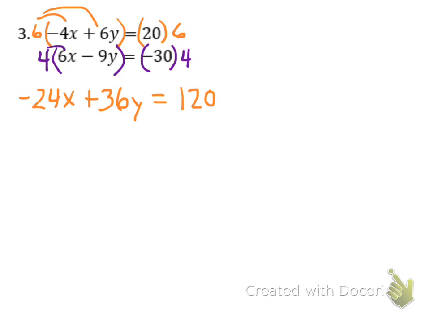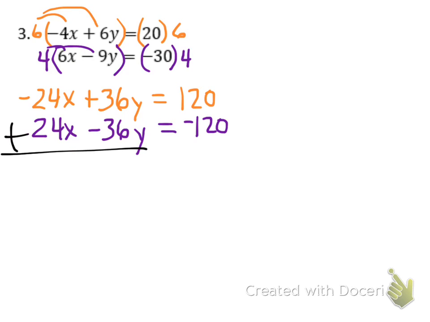Distributing our 4 times 6x is 24x. 4 times negative 9y is negative 36y. And then negative 30 times 4 is negative 120. Now when we add these together, our x's are eliminated, our y's are eliminated, so we write the 0 down. On the right side, 120 minus 120 is 0.